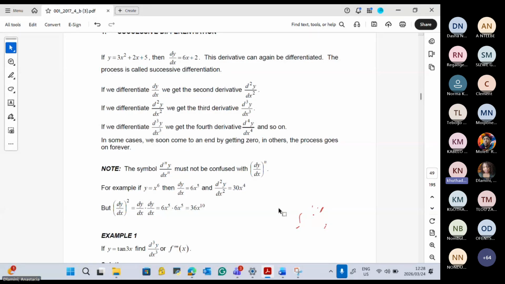Ma'am, when we solve the nth derivative, do we use the Leibniz rule or something? No, what you do is you differentiate and find a pattern. Yes, you differentiate. At some point, you'll see a pattern. And then you say, the nth derivative is this to the power of n, n minus 1, and so on.